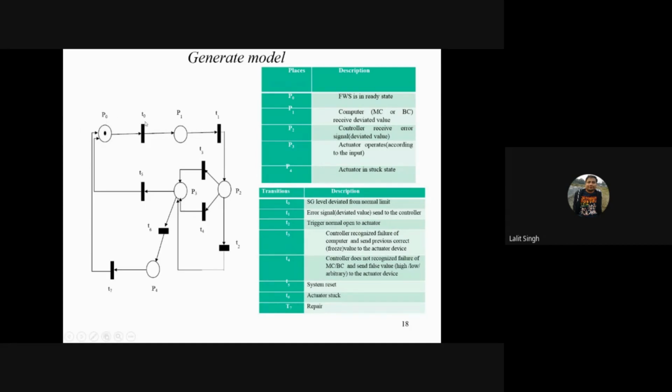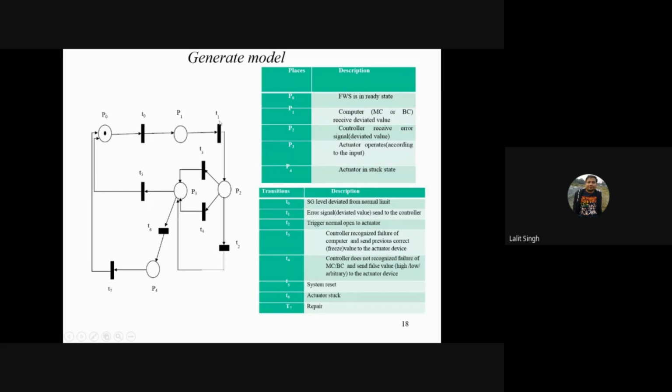And then there is a T0 transition. It represents that the steam generator level deviated from the normal limit. And when it is deviated, it means it will trigger. And after the trigger, it means it will fire, and then definitely the main computer or our backup computer will receive a deviated value, which can be represented by P1. So P1 is a kind of activity.